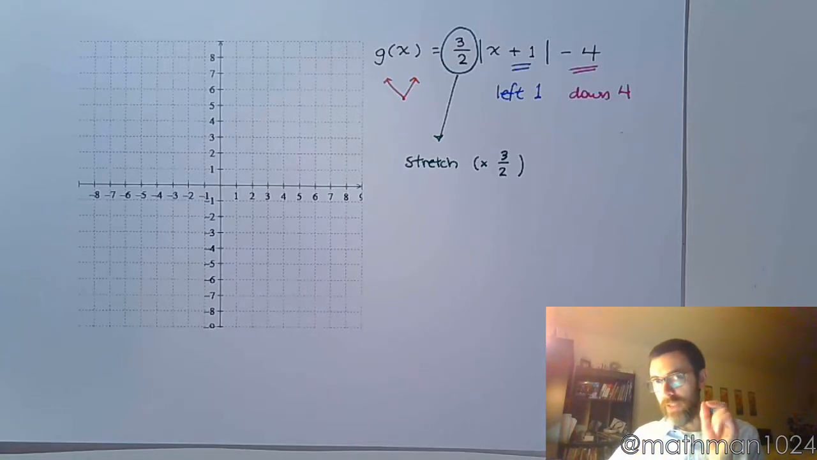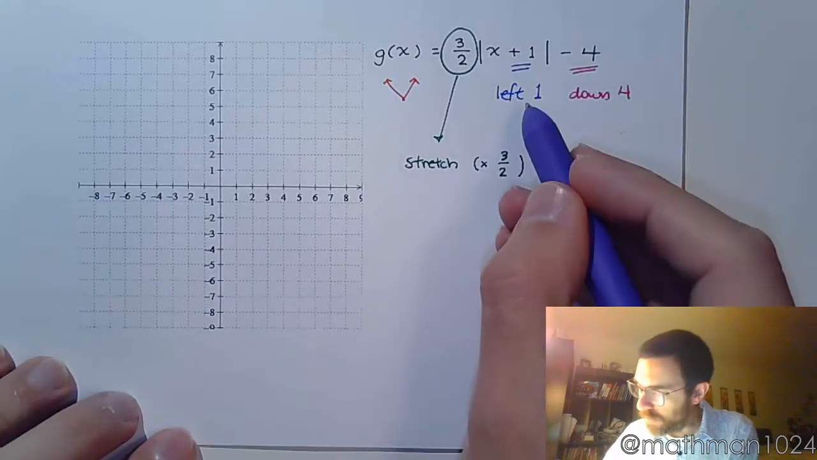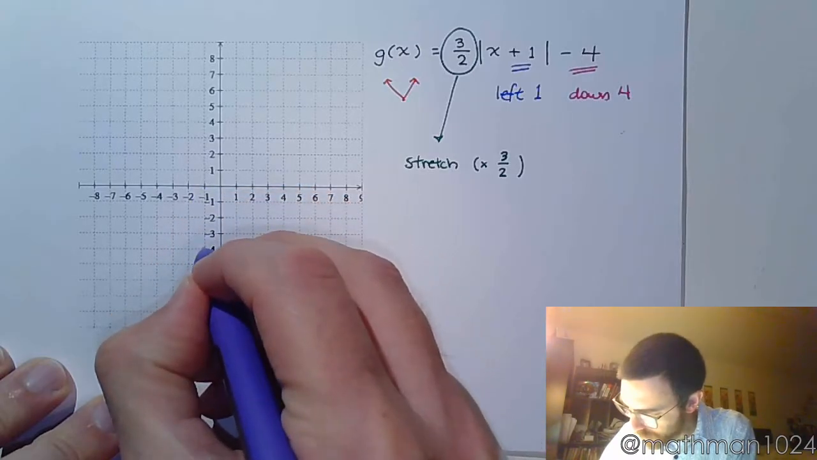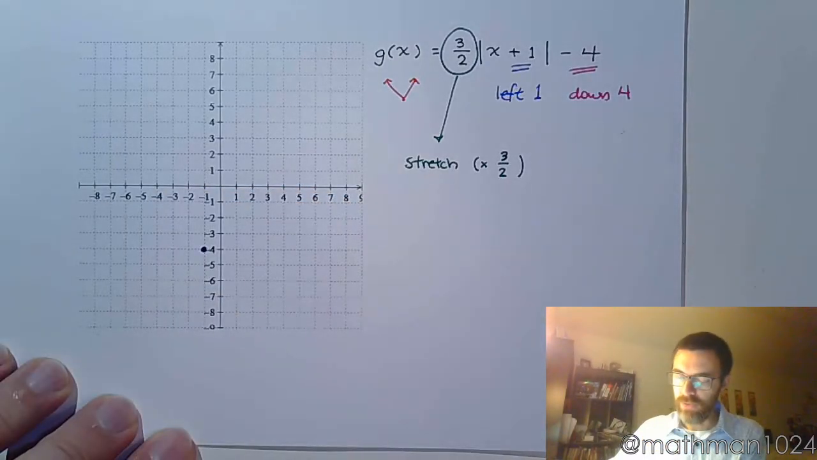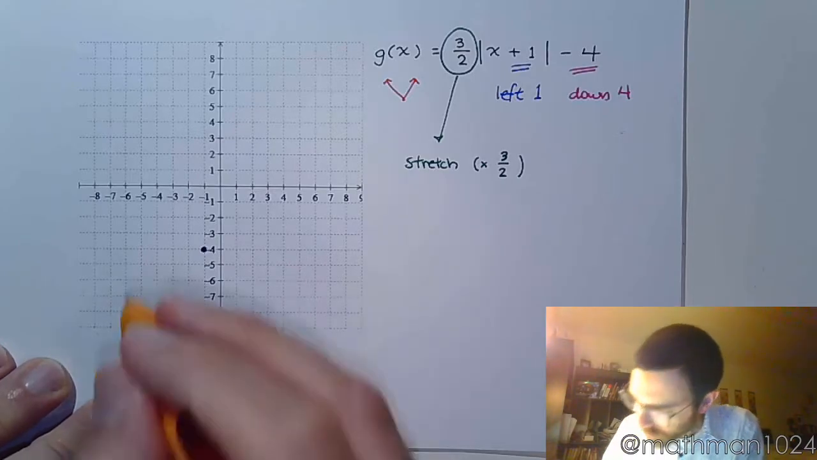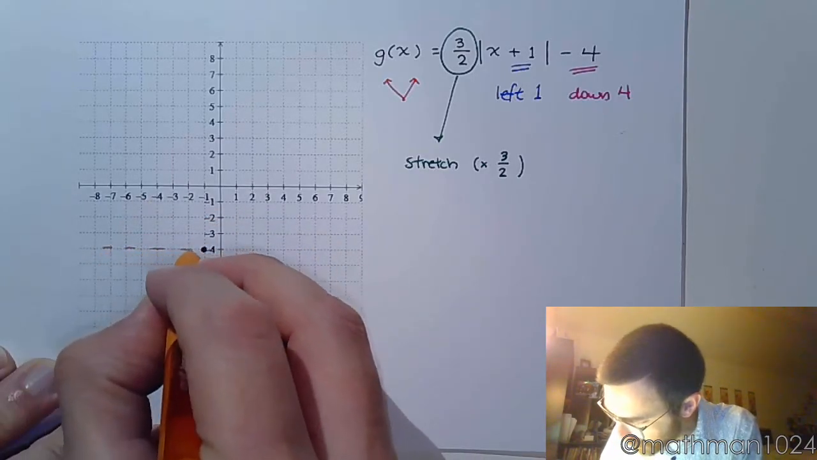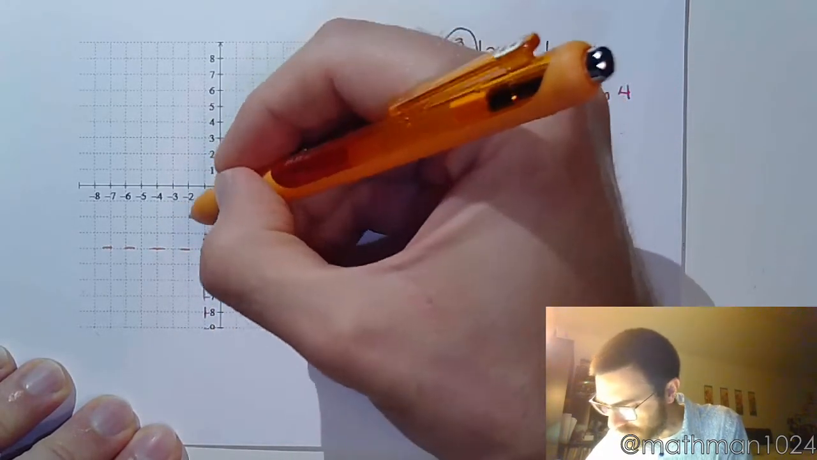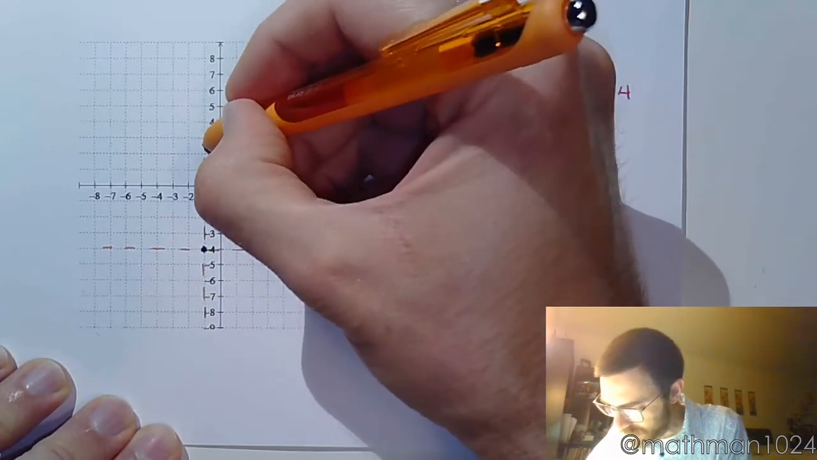But before I do that, let's go ahead and plot that new vertex, or that new origin. So we have to go to the left 1 and down 4. So left 1, down 4, there is my new vertex. And you're going to see me do this every time I graph. I'm going to draw a new set of x and y axes where that guy is my origin.